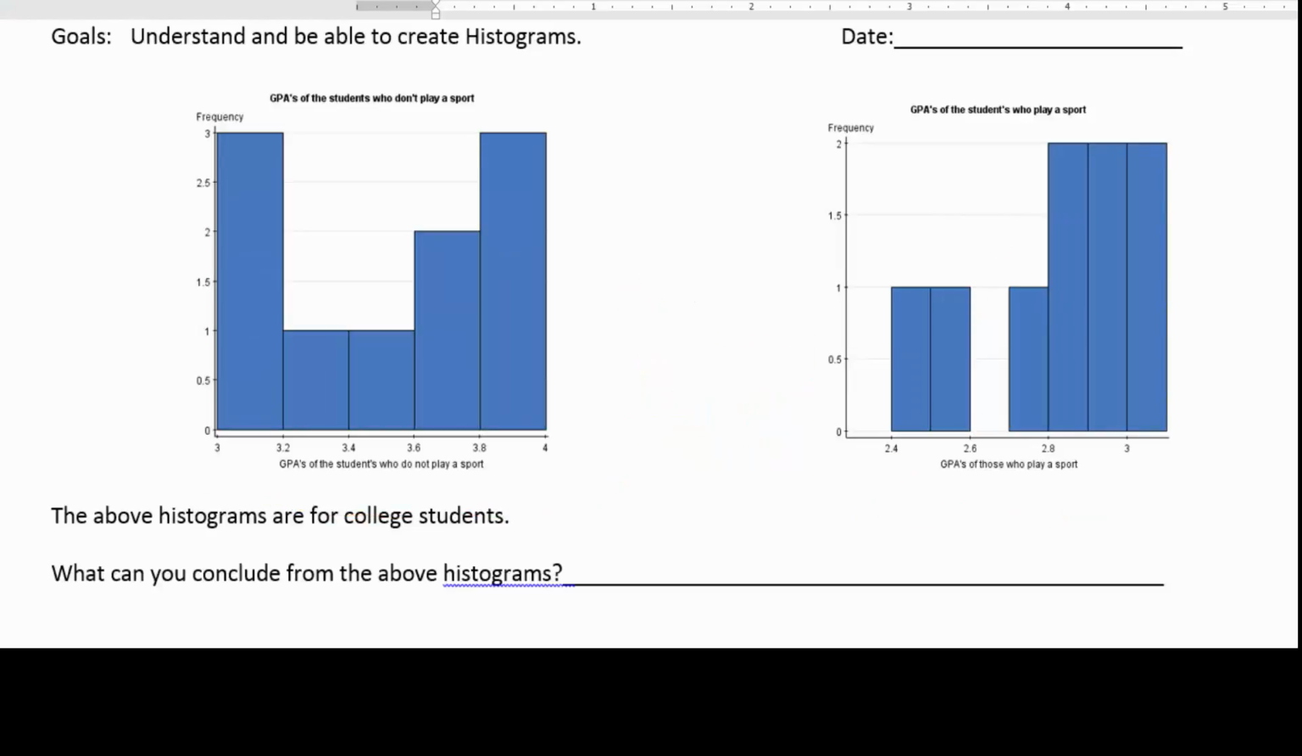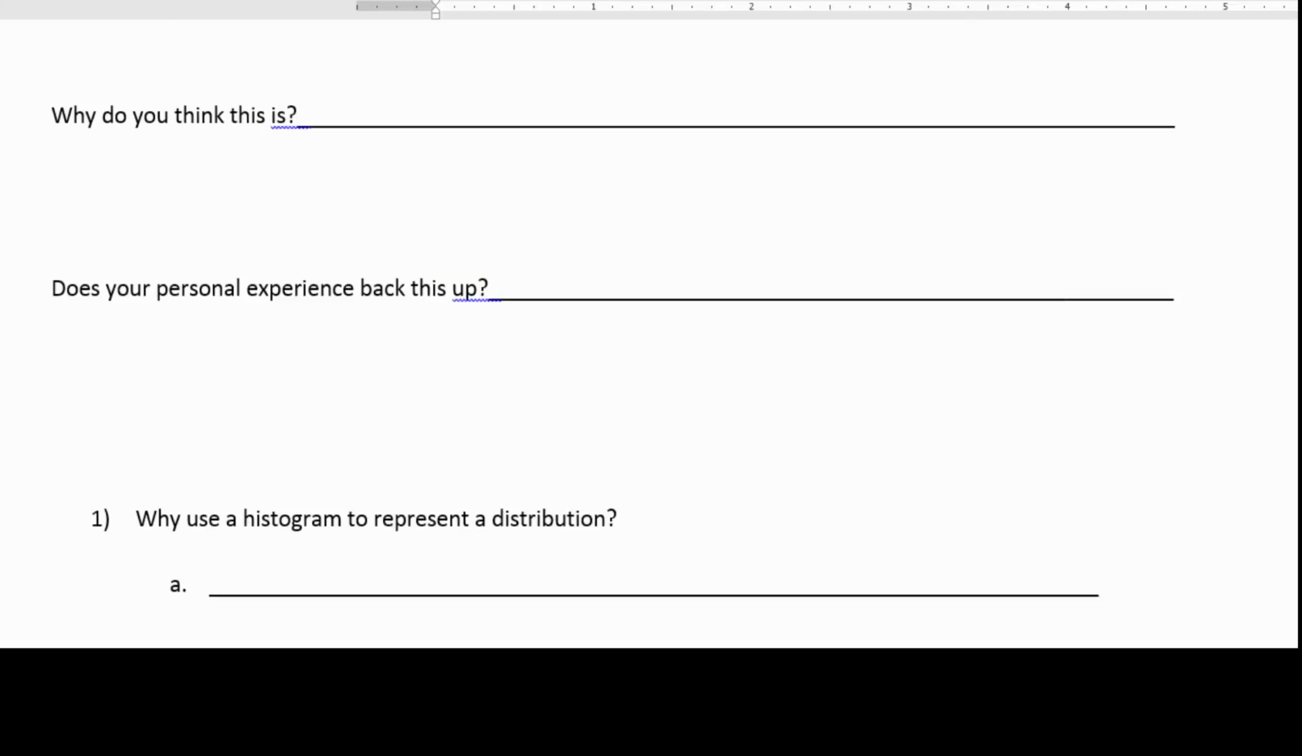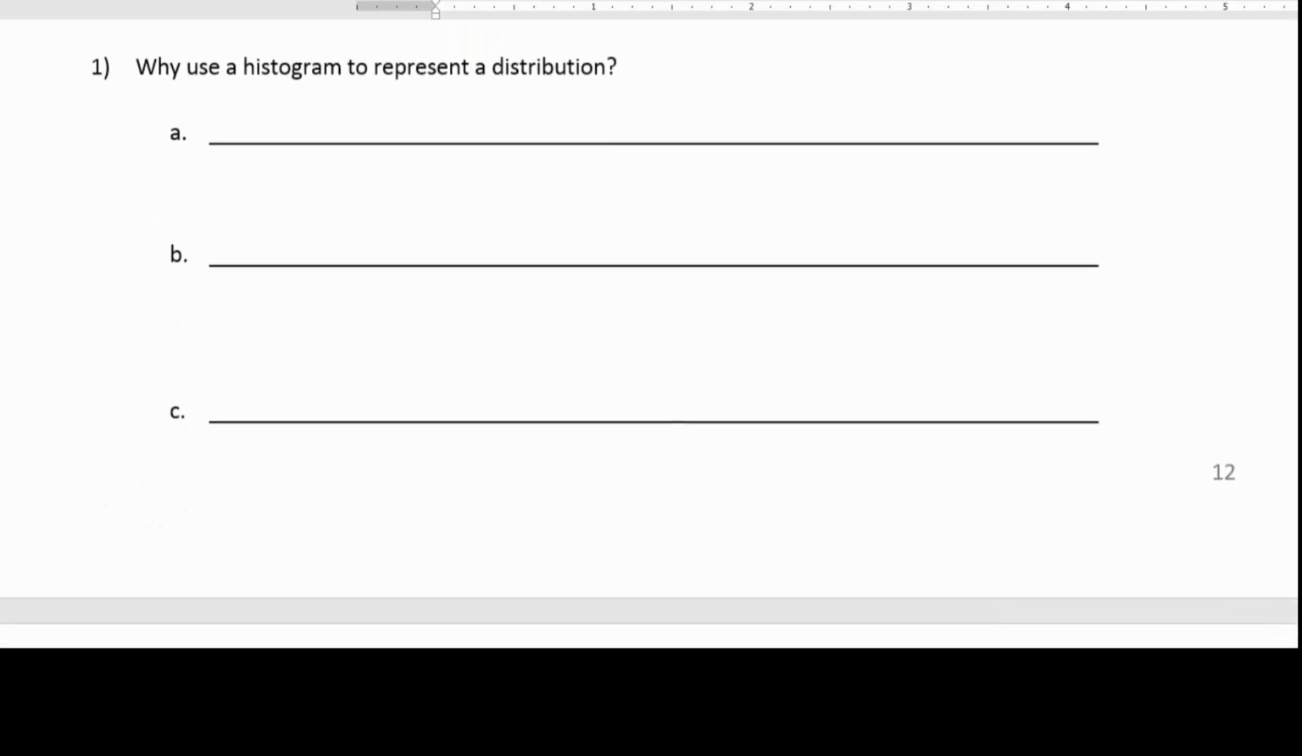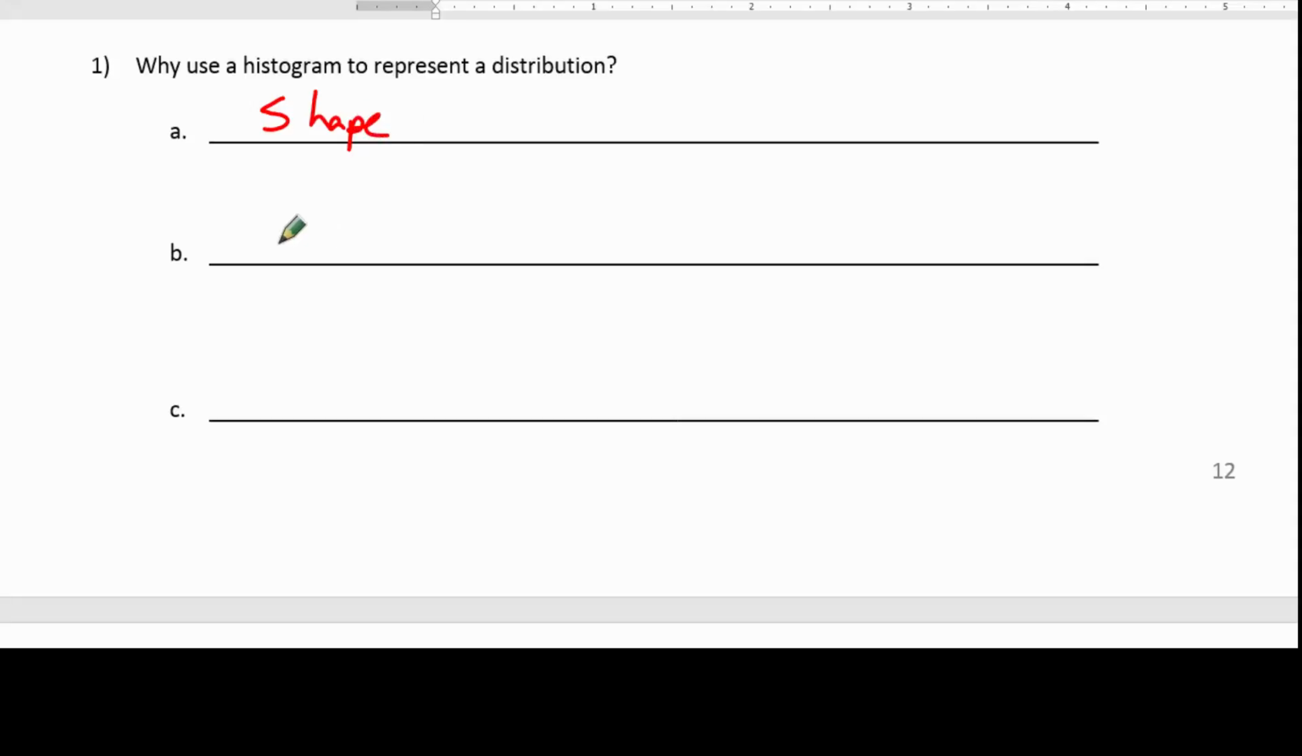Alright, so let's talk about how do you create a histogram. Before we talk about how do you create one, why do you do this? You can see the shape, you can see the center, and you can see the spread. When we're describing a distribution, you need to see all 3 of these things when you're talking about it. You use a histogram when it's quantitative.